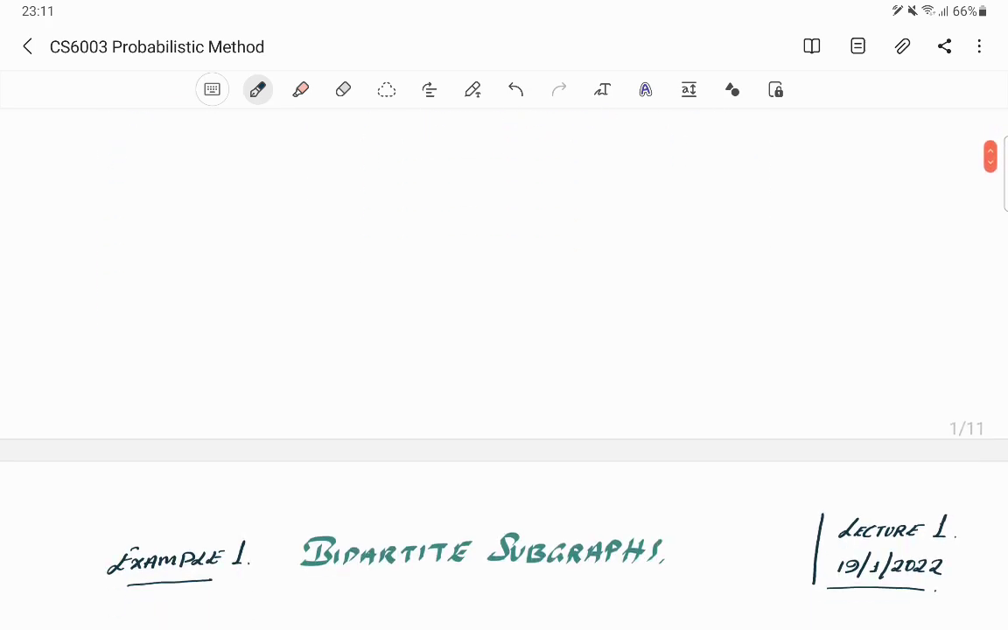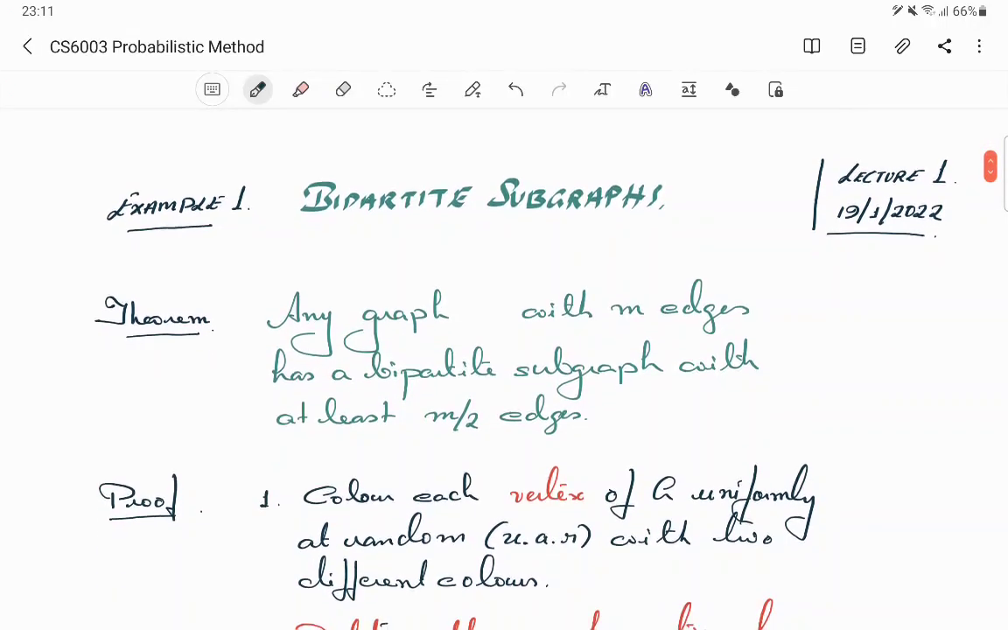The first example where you will see the probabilistic method applied is called the bipartite subgraph problem. I'm assuming that you know the definitions of graph, bipartite graph, and so on. Even if you don't remember them, you can quickly refresh those things. These are not difficult definitions. If there are definitions which are difficult to grasp, then I'll spend more time on them.